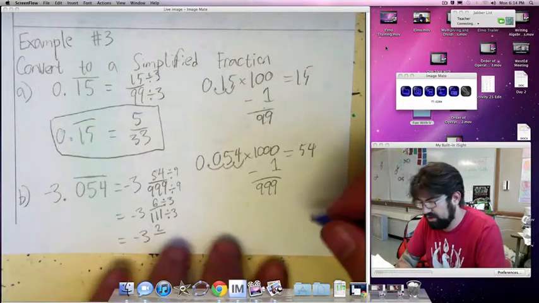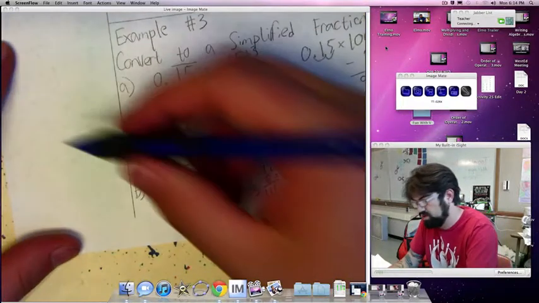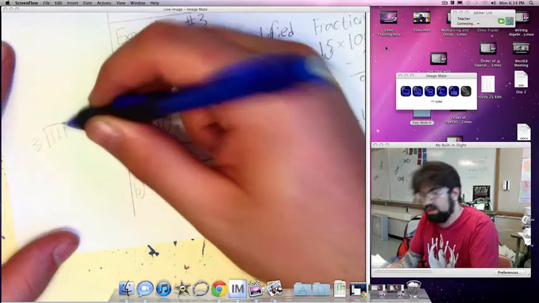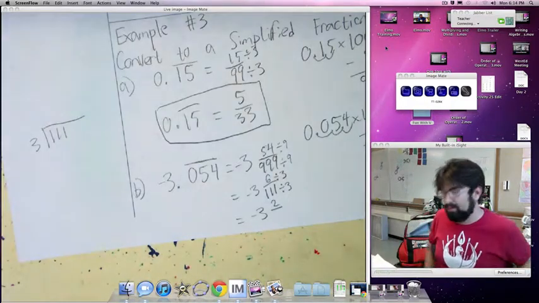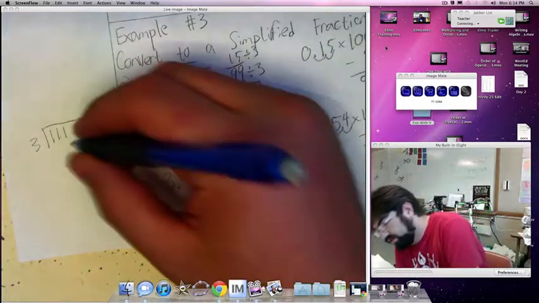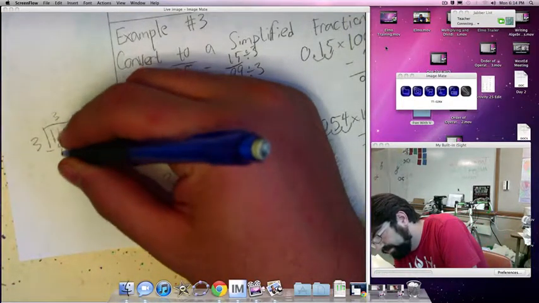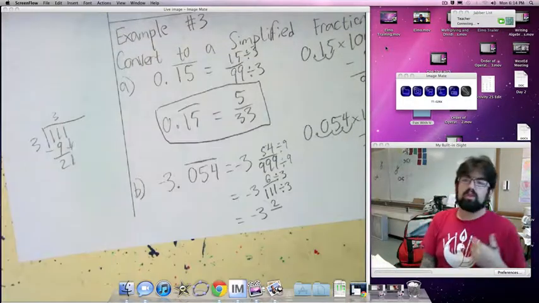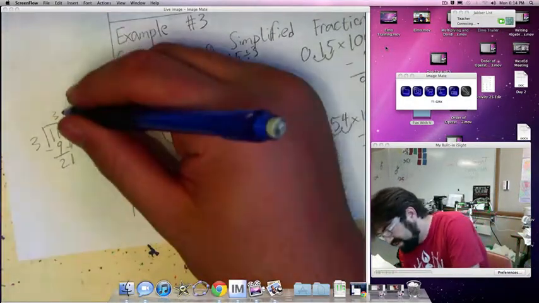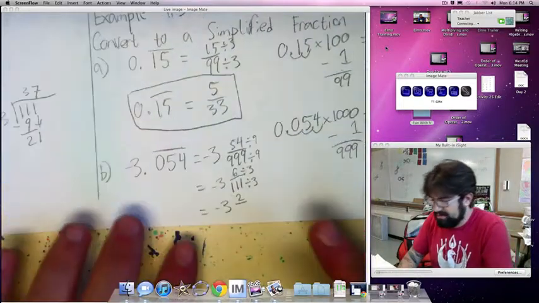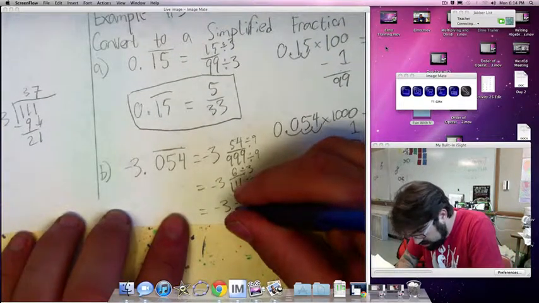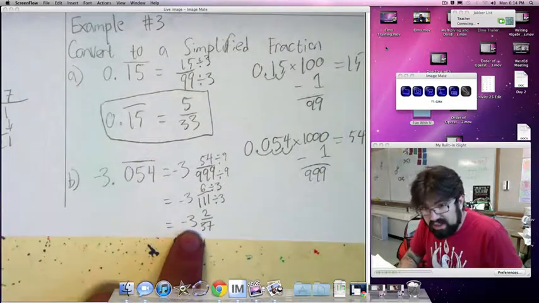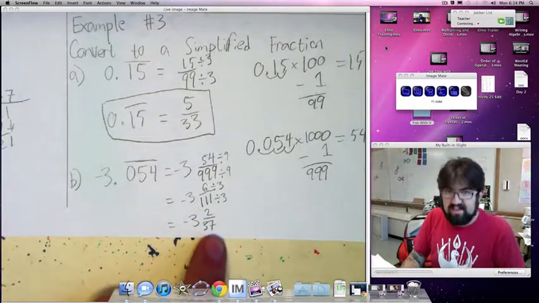And let's go on over here. Let's show some scratch work. Mr. V showing scratch work. Who would have thought? 3 goes into 11 3 times, so -9. You get 2. Bring down the 1. 3 goes into 21 7 times. So my final answer is -3 and 2/37.